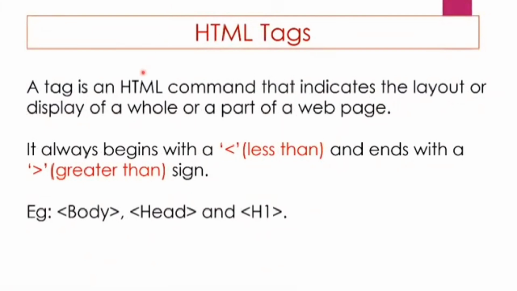HTML tags. A tag is an HTML command that indicates the layout or display of a whole or a part of a web page. It always begins with a less than symbol and ends with a greater than sign. Here you can see some examples.